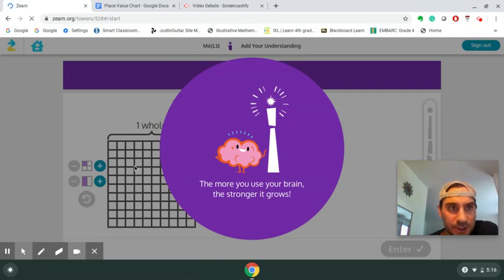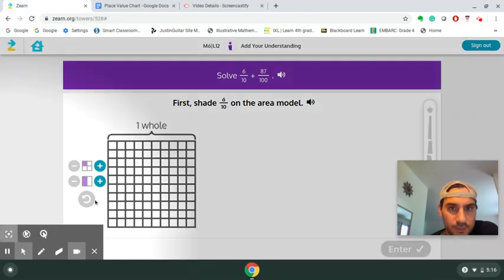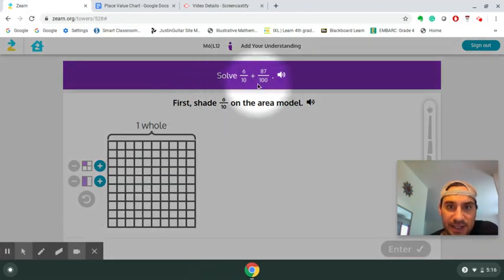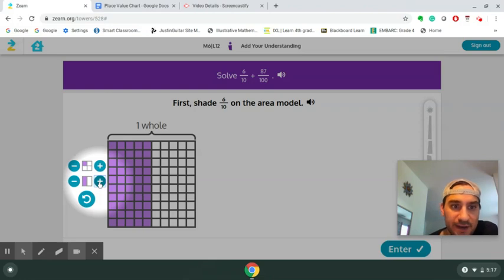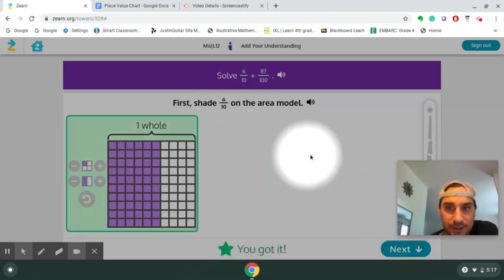All right, our first question. We're solving 6/10 plus 87 hundredths. Our first step, we're going to shade 6/10 on the area model. Let's go ahead and do it. There's 1/10, 2/10, 3/10, 4/10, 5/10, 6/10. Notice I'm doing 10 hundredths at a time. We have 60 hundredths shaded in, or 6/10. Good work.